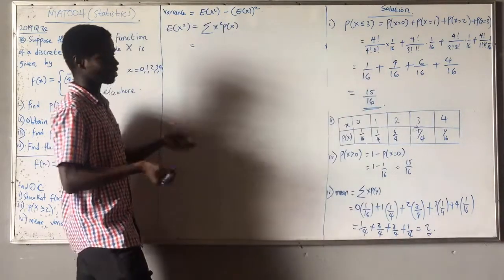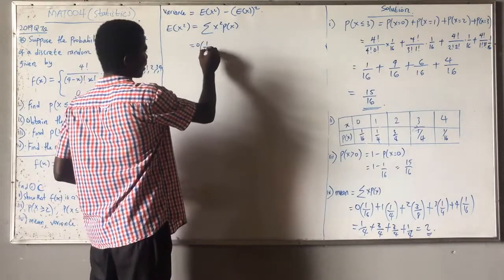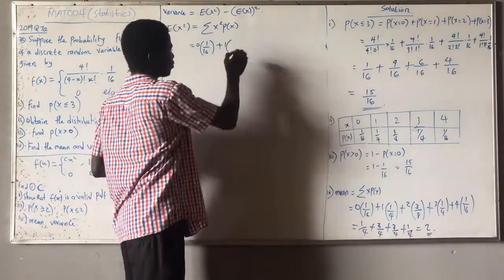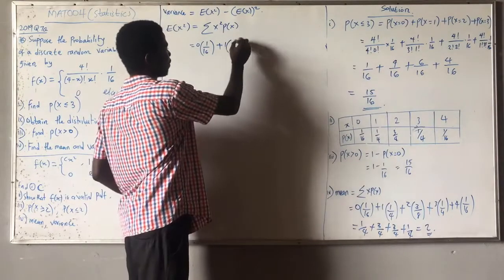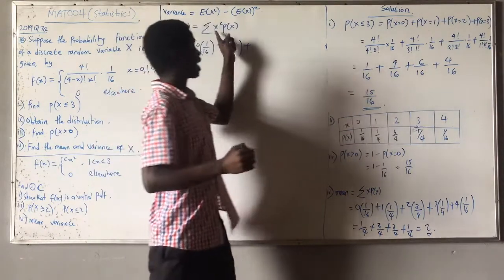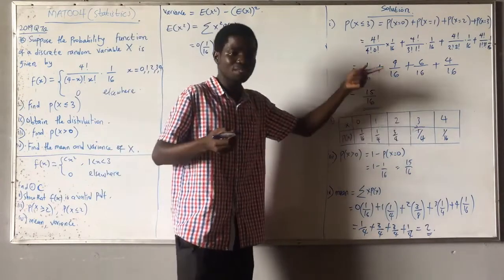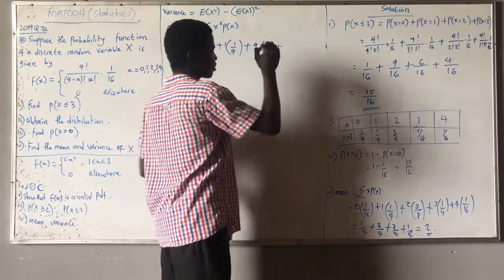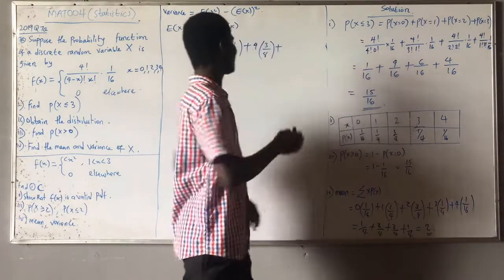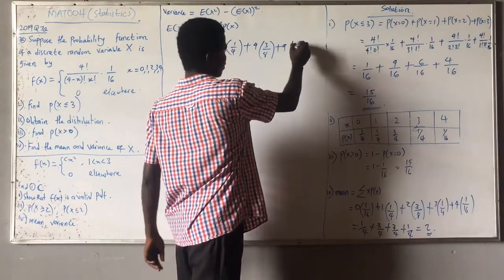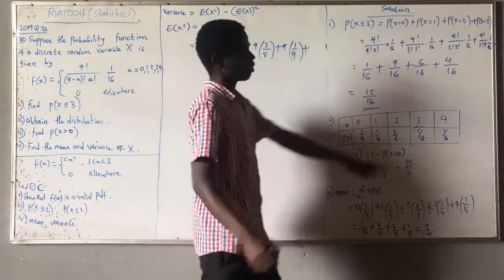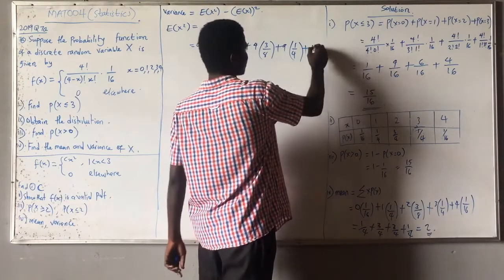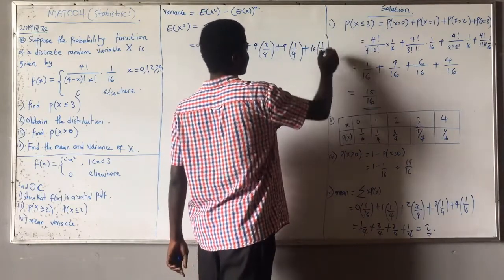The 0 square is 0. 0 multiplied by 1 over 16, plus 1 square is 1. 1 multiplied by 1 over 4, plus 2 square, because I'm using x square. 2 square is 4. 4 multiplied by 3 over 8, plus 3 square, 9. 9 multiplied by 1 over 4. Then lastly, 4 square, 16. 16 multiplied by 1 over 16.